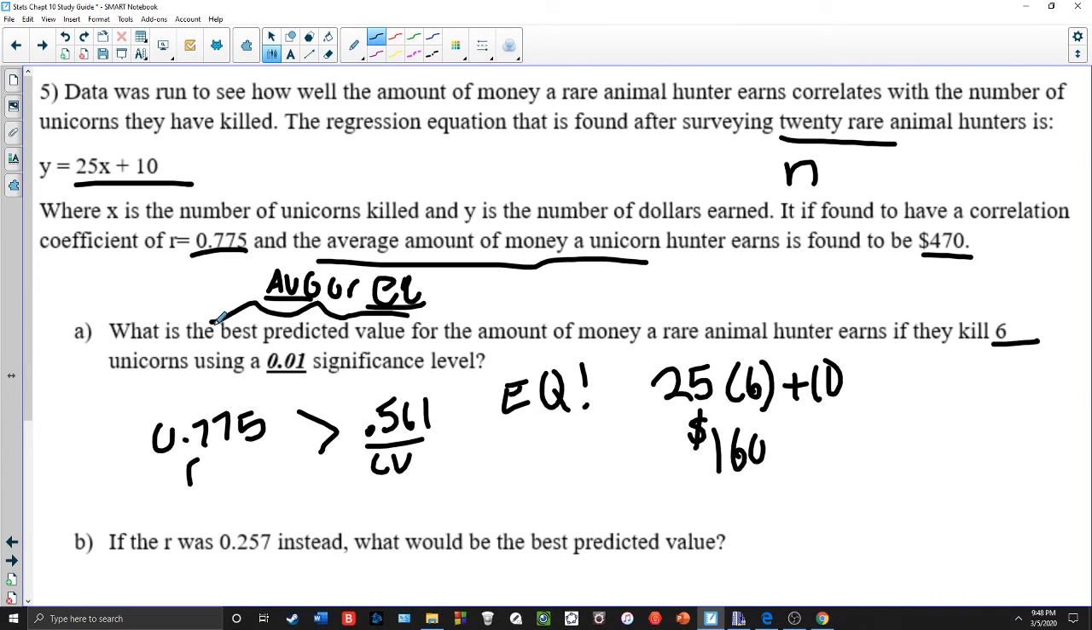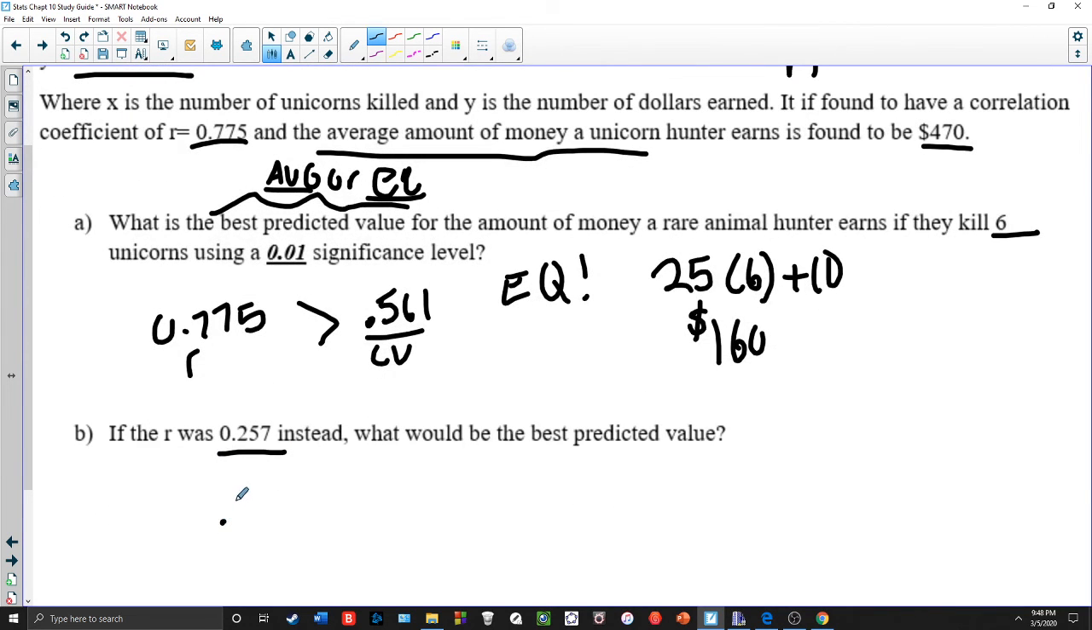Like for example, let's say R was 0.257 instead. Well, in that case, 0.257 is definitely less than 0.561. So in this case, we wouldn't use my equation as my predictor value because it's not accurate enough. So if your R value loses to your critical value, then you simply use the average as your estimate.